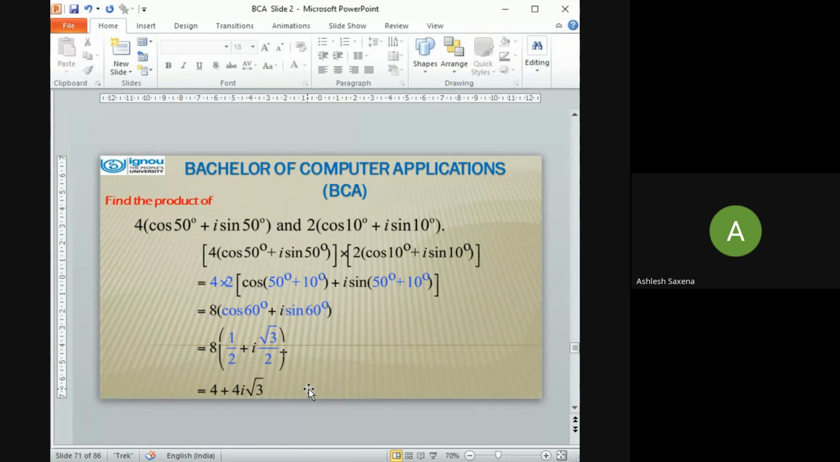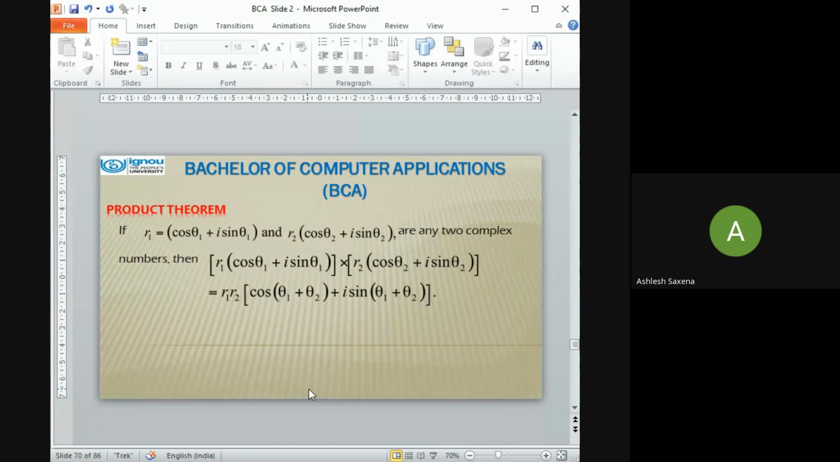Now please explain what has been done over here. Any one of you who can tell me what has been done? It is done by this method.